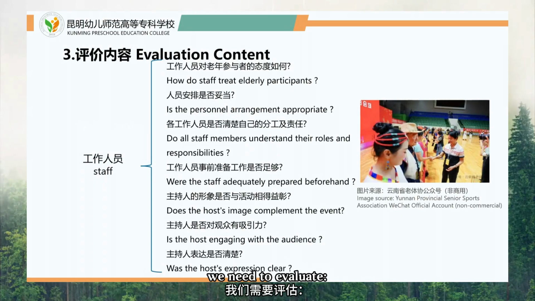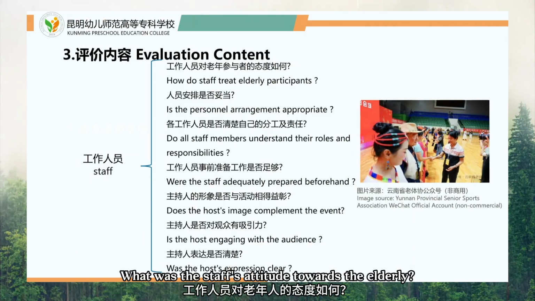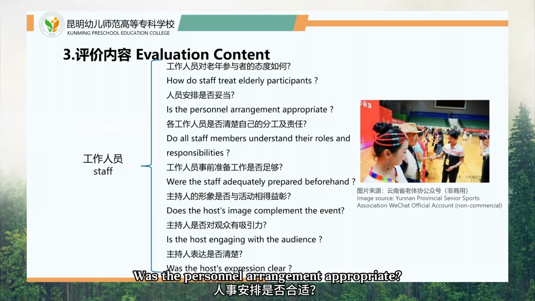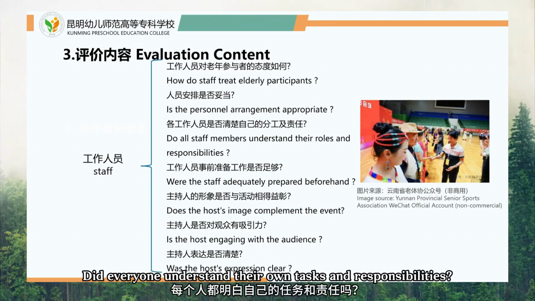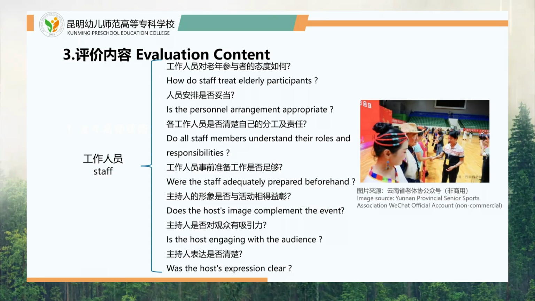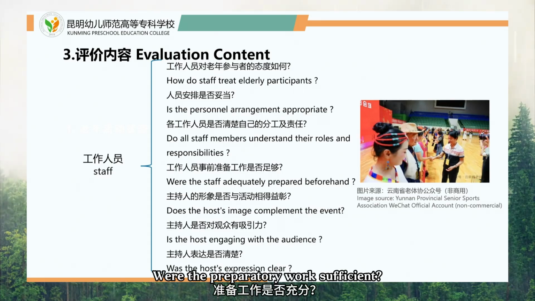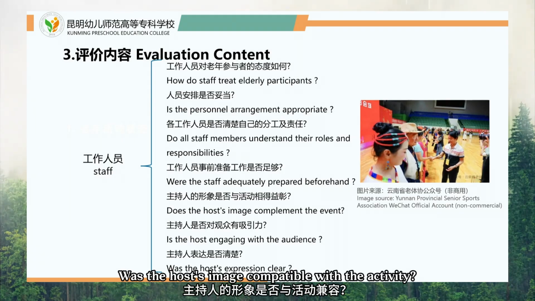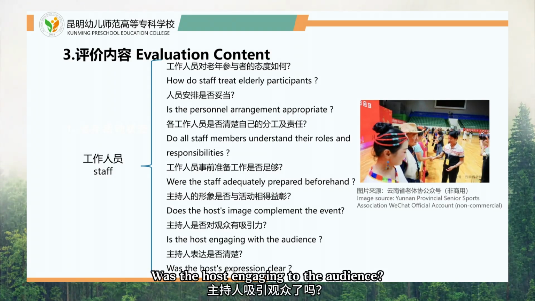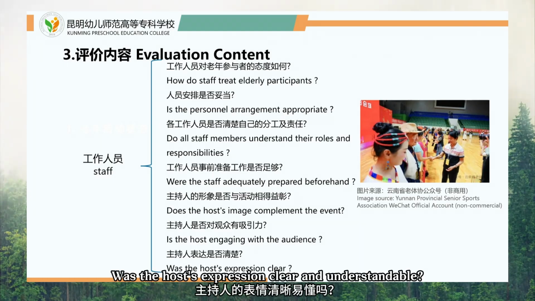Regarding the staff, we need to evaluate: what was the staff's attitude towards the elderly? Was the personnel arrangement appropriate? Did everyone understand their own tasks and responsibilities? Was the preparatory work sufficient? Was the host's image compatible with the activity? Was the host engaging to the audience? Was the host's expression clear and understandable?